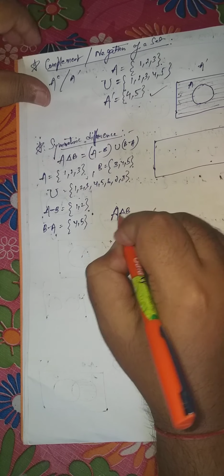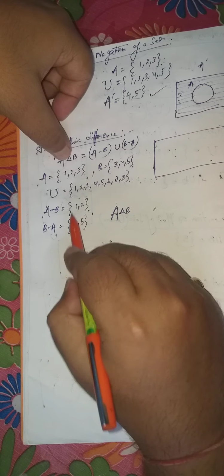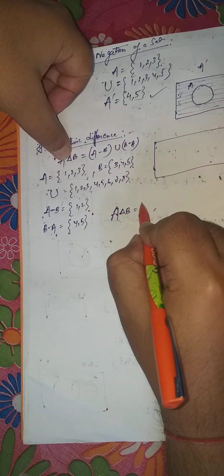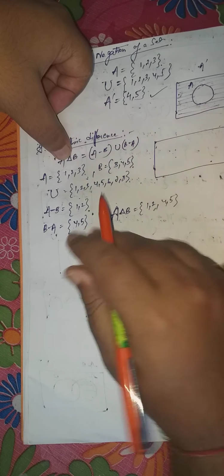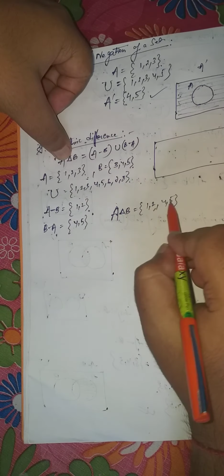Now the symmetric difference, A delta B, is what? A minus B union B minus A. You have to find the union of these two sets. And union is what? Simple. Write all the elements which are either in the first set or the second set. So what you will do? 1 2 3 4 5, 1 2 3 4 5.